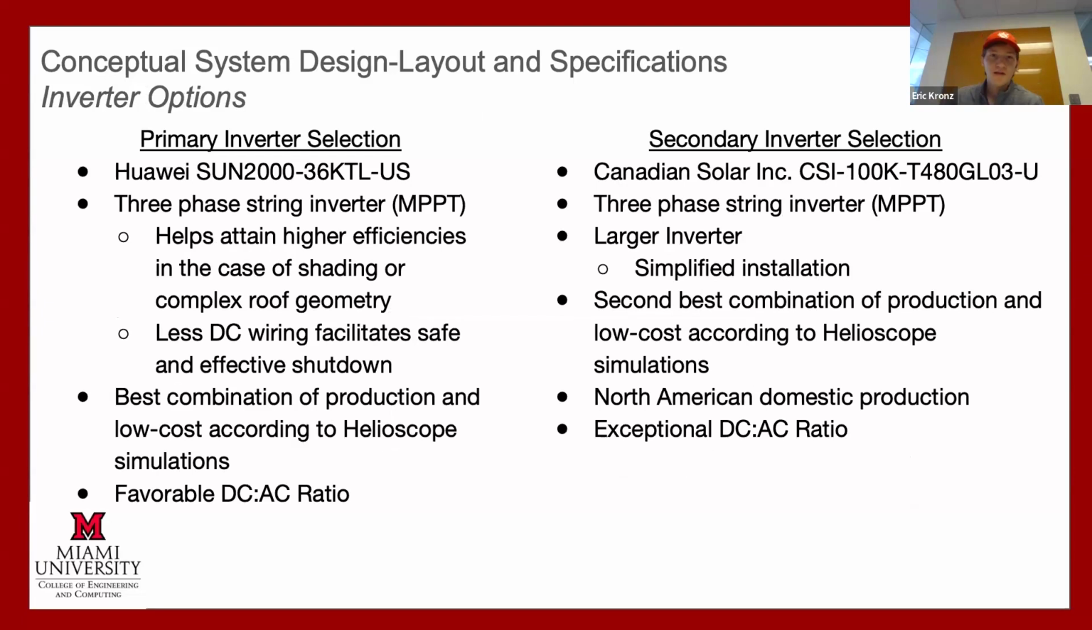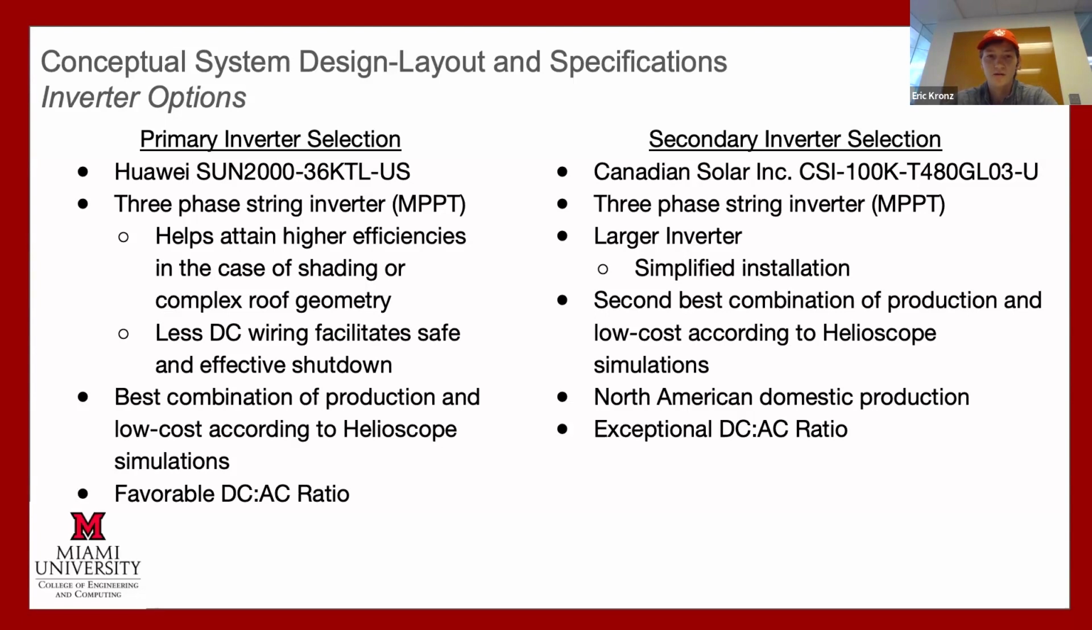Moving into how we selected our inverter, we actually landed on two different options that we're presenting, but our primary selection would be the Huawei inverter here. Both the options we selected are three-phase string inverters with maximum power point tracking. The string inverter, as opposed to the central inverter, has the advantage of less DC wiring, which makes shutdown in the case of emergency safer and more effective. And the maximum power point tracking provides higher efficiencies for the sake of complex roof geometry. The Huawei inverter, out of all the inverters we tested, gave us the best combination of production and cost.